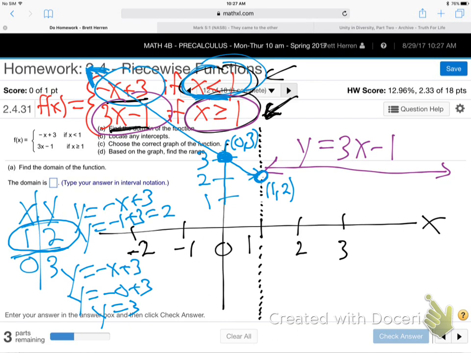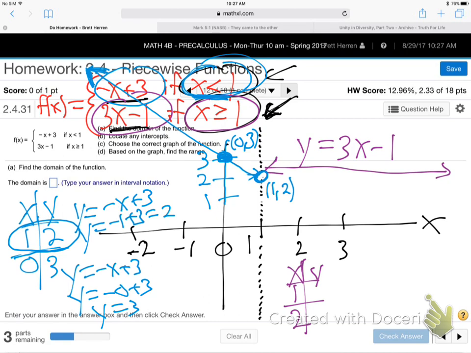Now let's do the right side. Let's do the purple graph. Stop me if you have questions or comments. So the purple graph, make an XY table. What am I going to plug in? 1 and 2. Both solid dots, right? Because this is greater than or equal to 1. So it equals 1 right on the money.